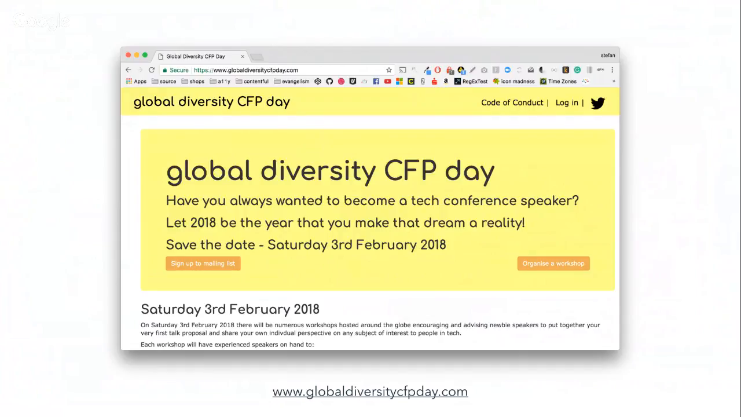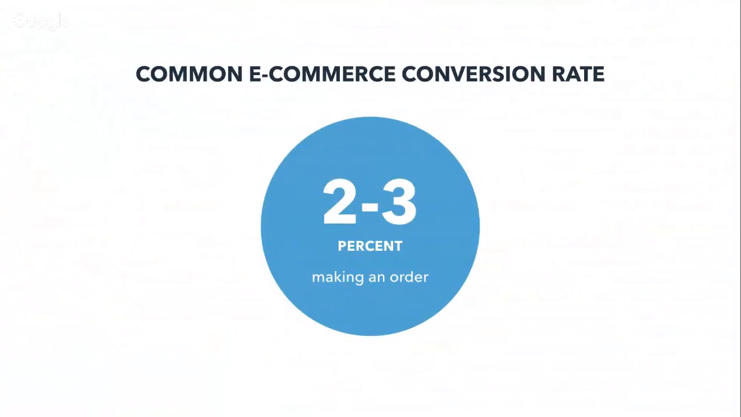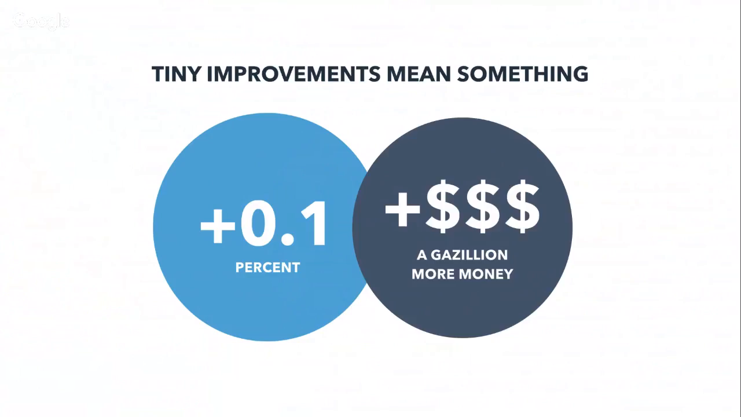And I'm working in the industry for quite a while already, and when I started, I was in one of these teams, conversion rate optimization. And I worked in e-commerce. So what's the usual conversion rate in e-commerce? The usual conversion rate in e-commerce is 2 to 3% to making an order. And depending on your business, a tiny improvement on this number can mean a gazillion more money for you.